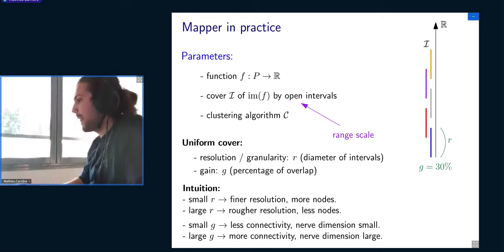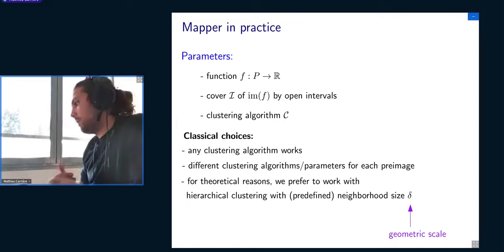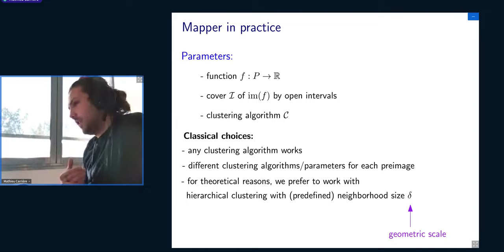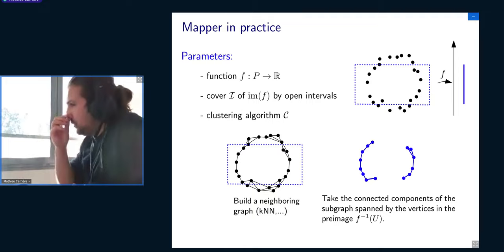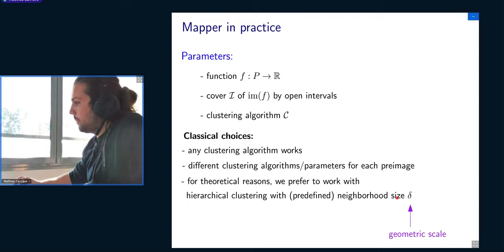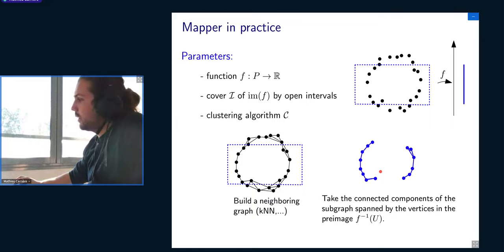And finally, for the clustering algorithm, practically speaking, you can use whatever you want. Theoretically speaking, we like to use hierarchical clustering because it's easy to use, and also there's a little more theory on that particular clustering method, so it's easier to prove stuff as well. Just a side note, if you use hierarchical clustering, that really means that you will take your point cloud, build a neighborhood graph depending on the hierarchical clustering parameter, the geometric scale, and then use the connected components of that graph to do the connected component separation step in the mapper, right?